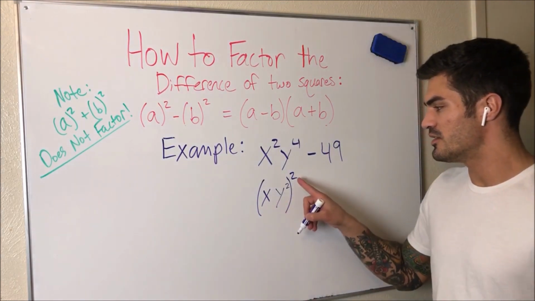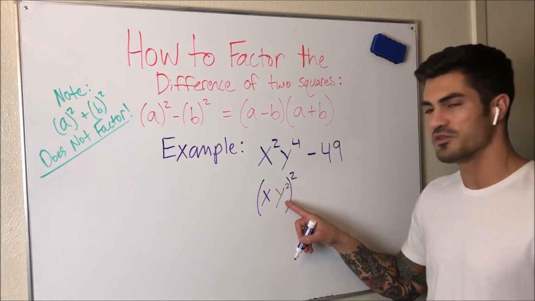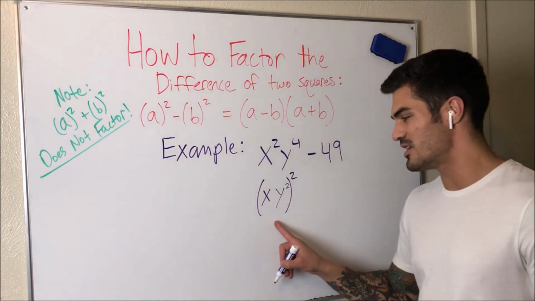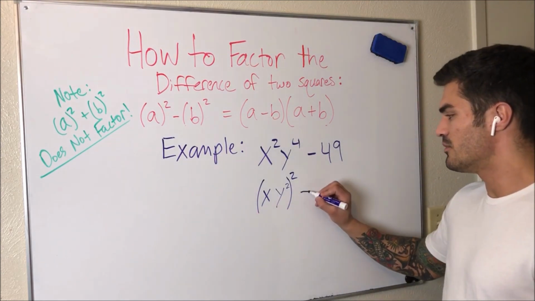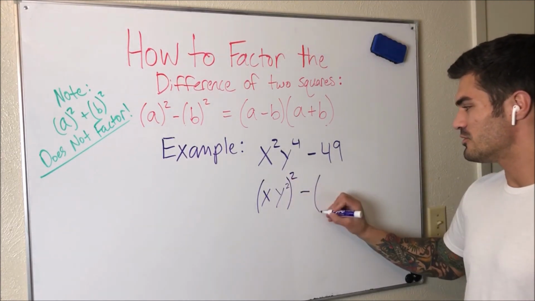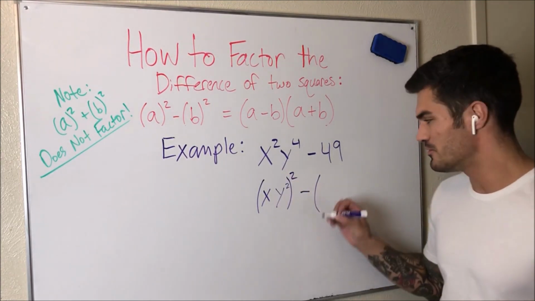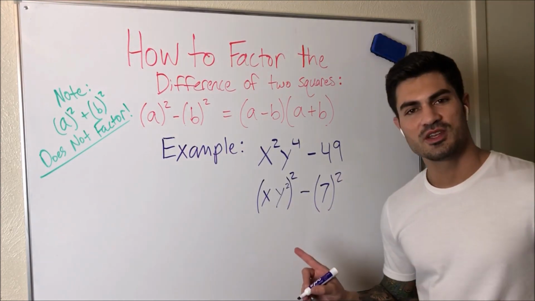And so if I distribute this squared in here, I get right back to x squared times y to the 4th. So this is my a in this case, right? My a is x times y squared. Minus, let's see, this one's a little bit simpler, a little more straightforward. What do I square to get 49? I can square 7. 7 times 7 is 49.